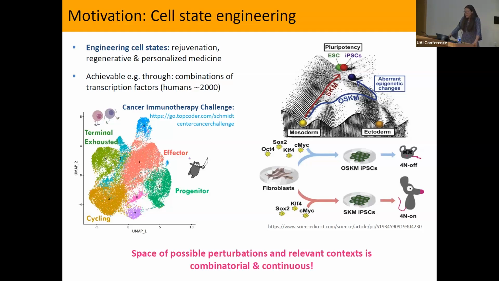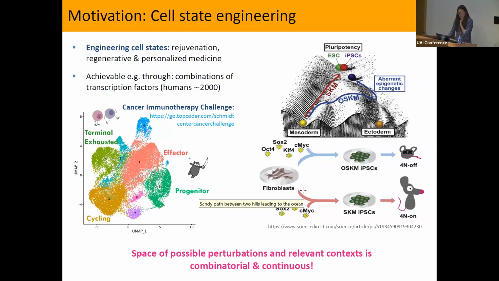So the challenge is really the space of possible perturbations and also relevant context. I mean, here I gave you an example of T cells. Here I gave you an example of these connective tissue cells. You may care about any cell type, right? And you want to move those cells or any diseased state, and you want to move them back to the normal state. So those are the kinds of big underlying questions that we care about.